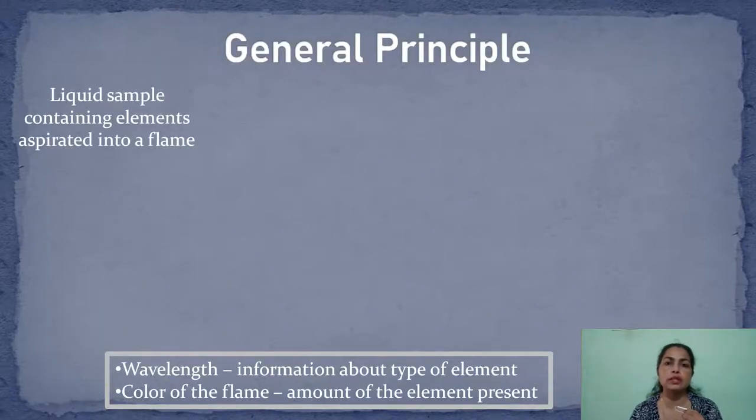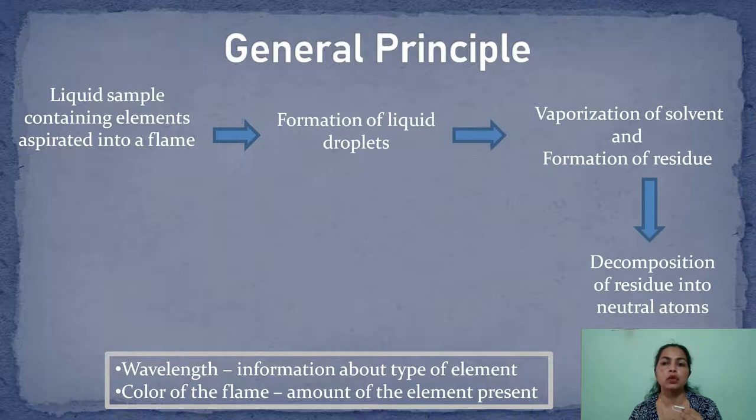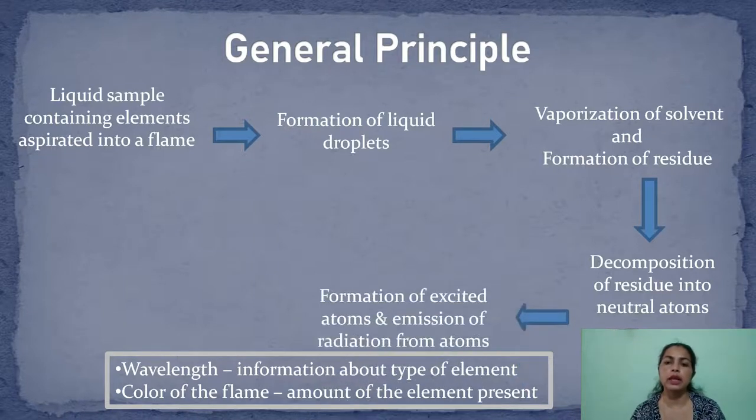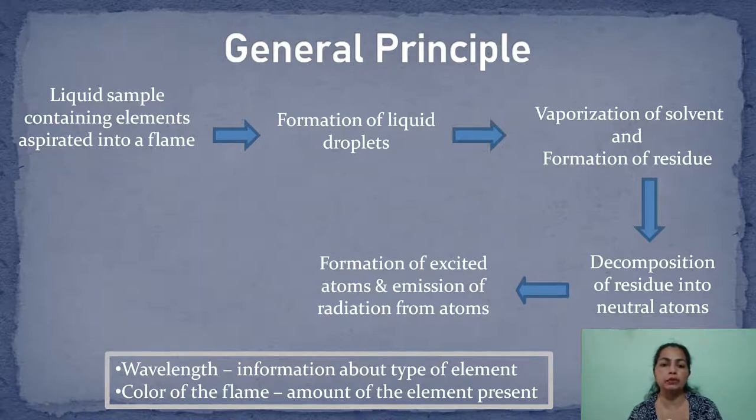First of all, the liquid sample containing the elements which we need to analyze is aspirated into a flame, and inside the flame there is now formation of liquid droplets. Now what will happen, the solvent is going to be vaporized because of the thermal energy provided by the flame, and the residue will be left behind. Now this residue will further decompose into neutral atoms, and these neutral atoms will absorb the energy and go from the ground state to the excited state at a higher energy, where this excited state is not stable and the atoms try to go back into the stable state.